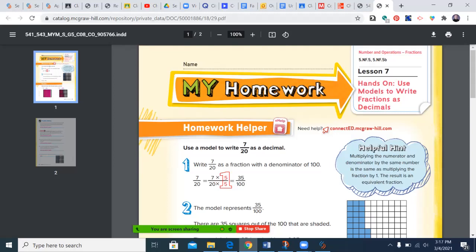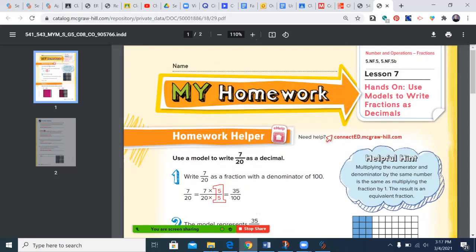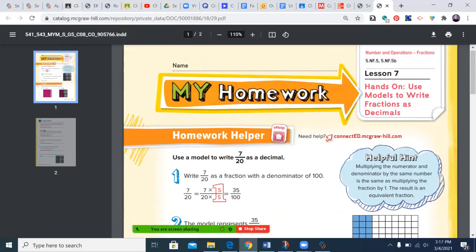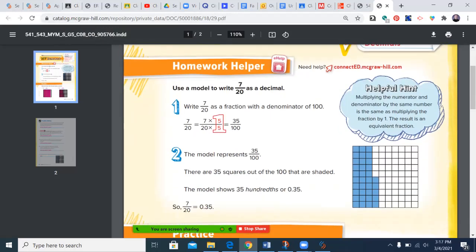We begin today's lesson by looking at the work from our previous session. In our previous session, we used models to write fractions as decimals, trying to connect the need to take a fraction, turn it into an equivalent fraction with a denominator that is a power of 10, either 10 or 100, and then visualize the decimal that we had created.